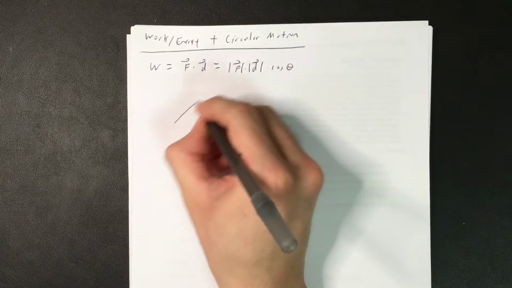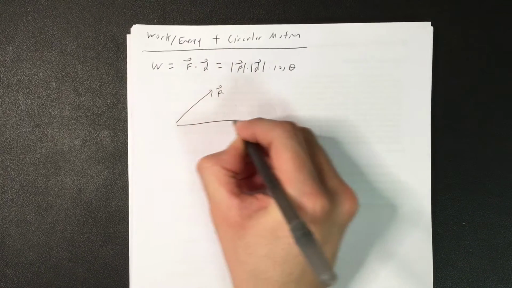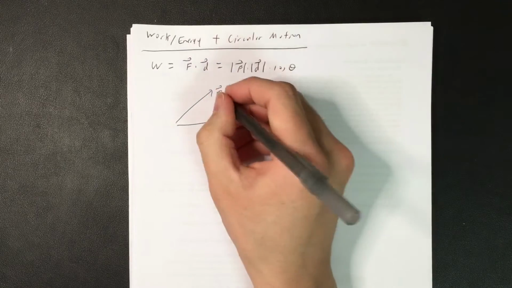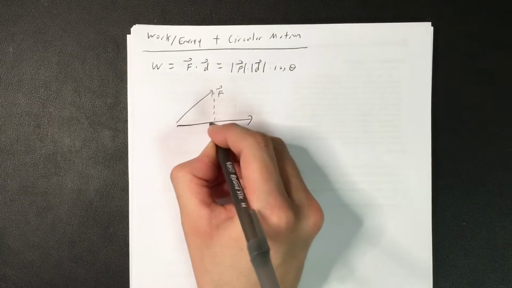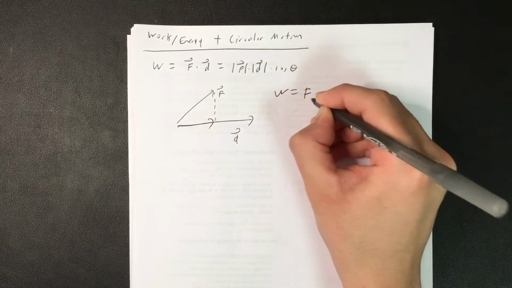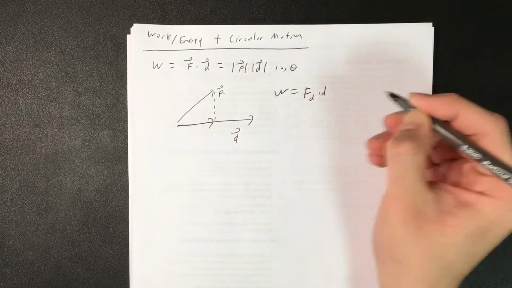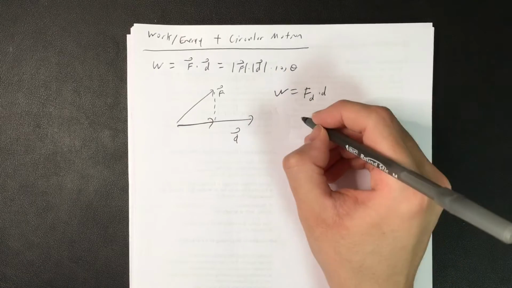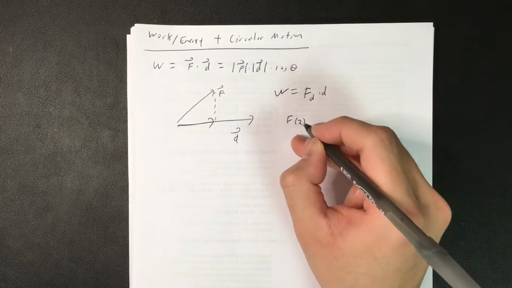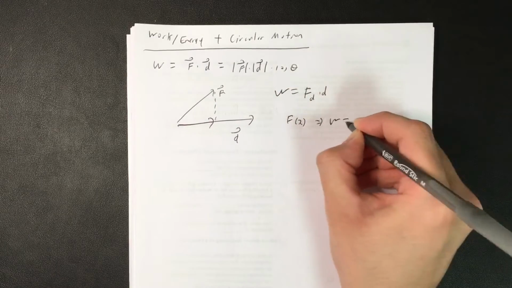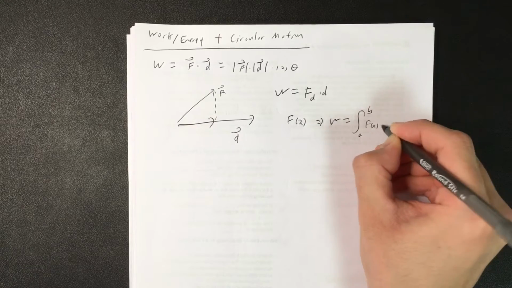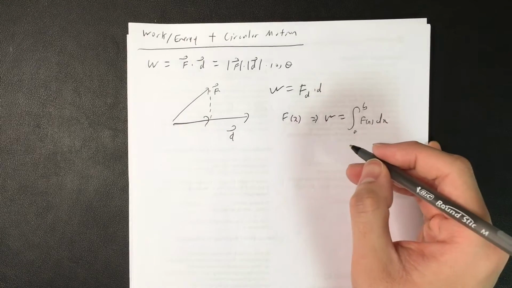Now what this means is that if this is the force vector and the object traveled a displacement d, then F cosine theta equals the component of F along the displacement. Therefore, work is simply F along the displacement times displacement. And if force varies with position, let's say force varies with x, then work simply equals the integral from a to b of F dx.